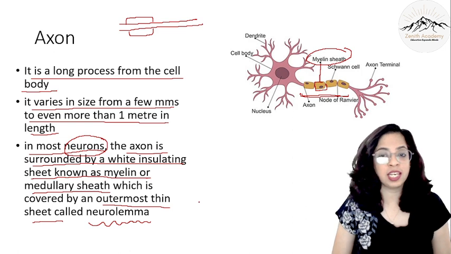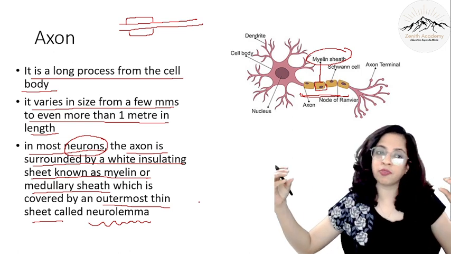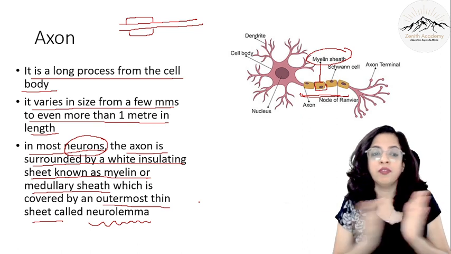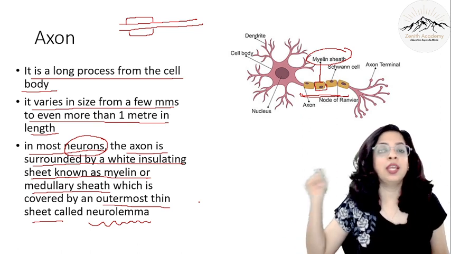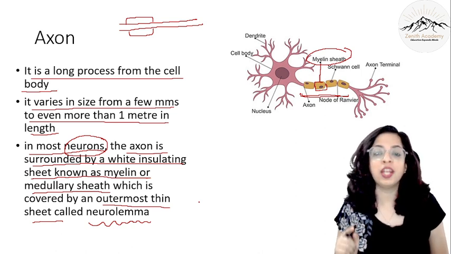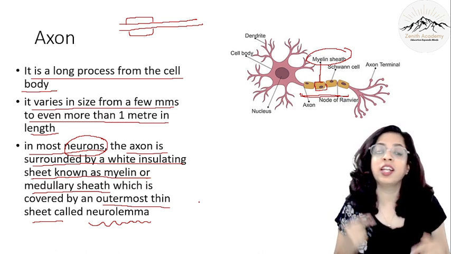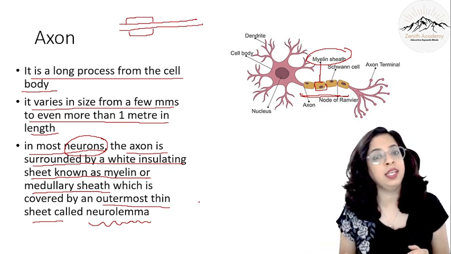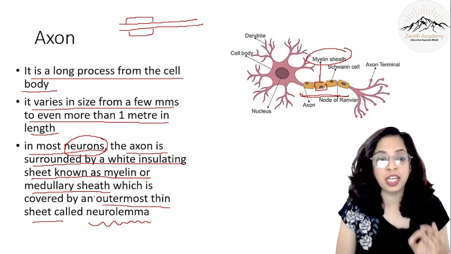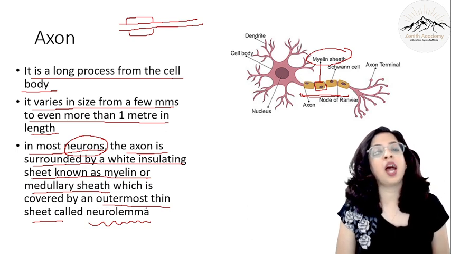Okay, axon is clear. So axon is a long process from the cell body. It varies in size from a few millimeters to even 1 meter in length. Okay, in most of the neurons, the axon is surrounded by white insulating material, an insulating sheet basically known as myelin or medullary sheath. The spelling is sheath, S-H-E-A-T-H, which is covered by an outermost thin sheet called neurolemma.